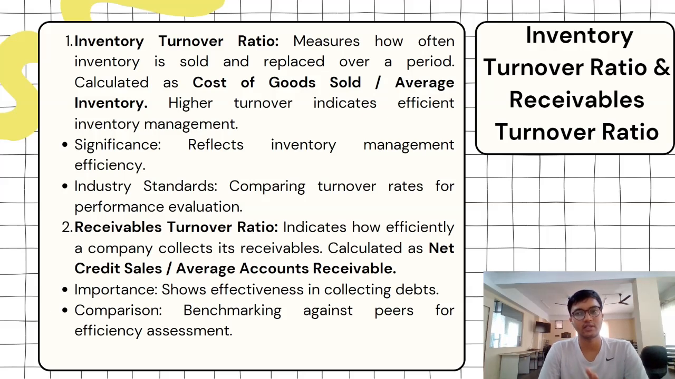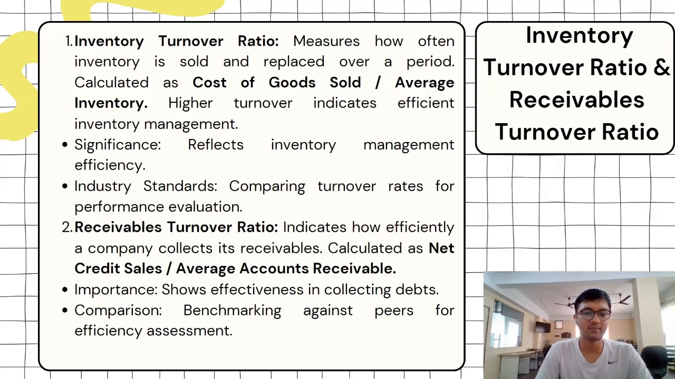So the first ratio that comes under this is the inventory turnover ratio. The cost of goods sold divided by the average inventory will help you determine the inventory turnover ratio. A higher turnover indicates efficient inventory management. So a higher inventory turnover ratio simply shows that the company is able to manage its inventory in a much greater way.